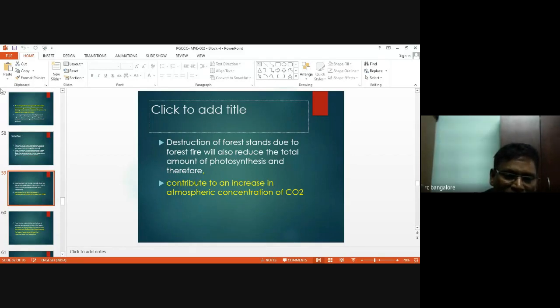But if forests are destroyed, what will happen? Photosynthesis will be reduced, the total amount of oxygen will be reduced, and this contributes to an increase in the atmospheric concentration of carbon dioxide. Because if there is no forest cover or trees, this carbon dioxide intake will not be there, so the carbon dioxide level in the atmosphere will be higher.